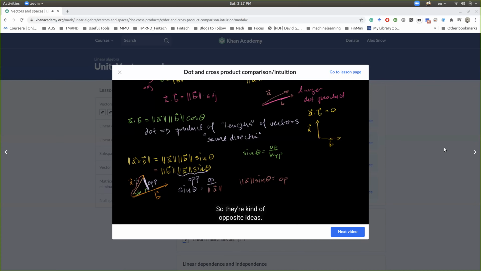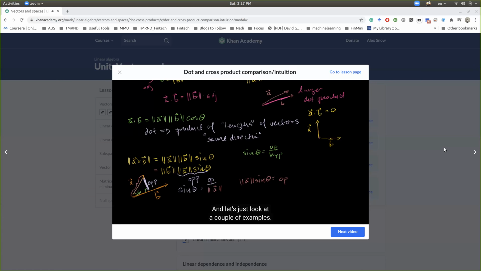So they're kind of opposite ideas. The dot product, you're multiplying the part of A that's going in the same direction as B with B, while when you're taking the cross product, you're multiplying the part of A that's going in the perpendicular direction to B with the length of B. So it's a measure, especially when you take the length of this, of how perpendicular these two guys are. And the dot product is a measure of how much they move in the same direction.